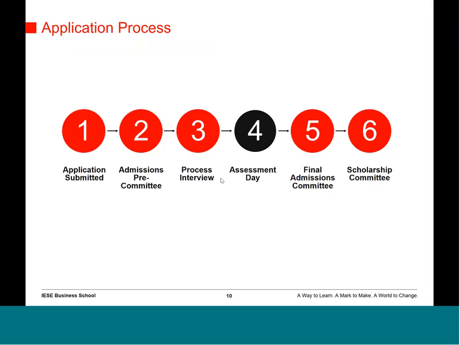So what happens after you click submit? After we have received your application, it will be read by the admissions committee. At this point, we'll have what we call a pre-committee to decide if you proceed to the next stage, which is the process interview. If you're selected for a process interview, it will either be in person on campus or in your city when possible, or via video conference. So neither one is better. We have had many successful candidates interviewed by video conference.